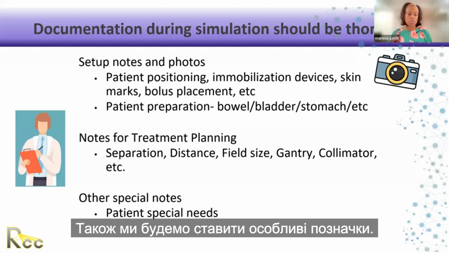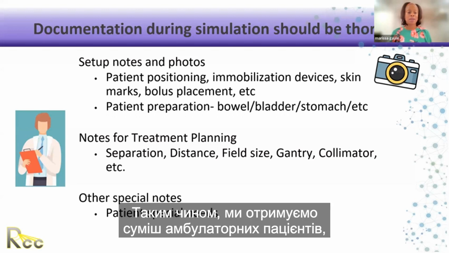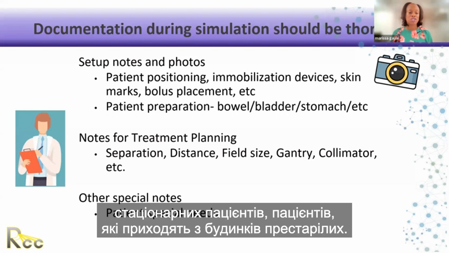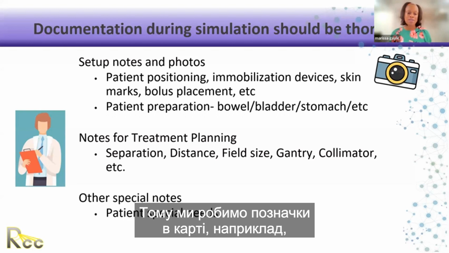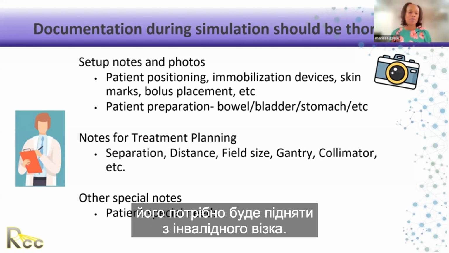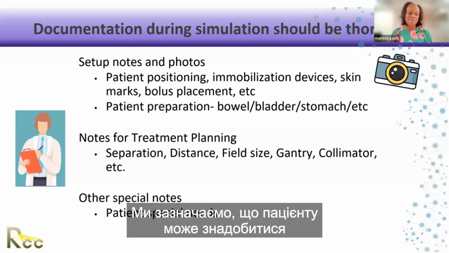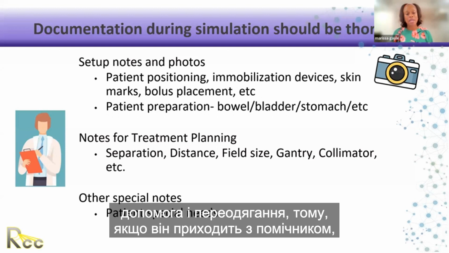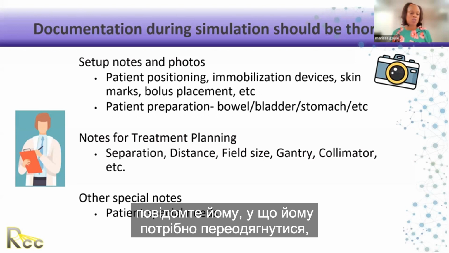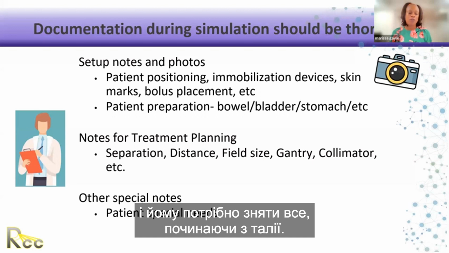Also, we'll put special notes. My site is in the hospital, so we get a mixture of outpatients, inpatients, and patients coming from nursing homes. We'll make notes on the chart, such as patient is unable to walk, so that we know the patient may need to be lifted out of a wheelchair. We'll make a note that the patient may need assistance in changing. If they come with an aide, we let the aide know what the patient needs to change into, like a gown, and that they need to take everything off from the waist up.